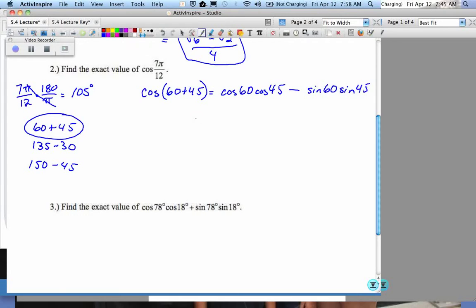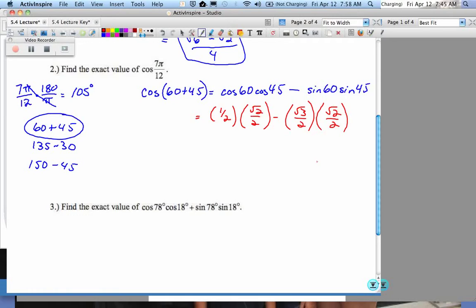What's the cosine of 60? 1/2. What's the cosine of 45? What's the sine of 60? What's the sine of 45? So in red, those numbers came off the unit circle. 60 degrees, 1/2 to the left, or root 3 over 2 to the right, so that's your cosine, sine.